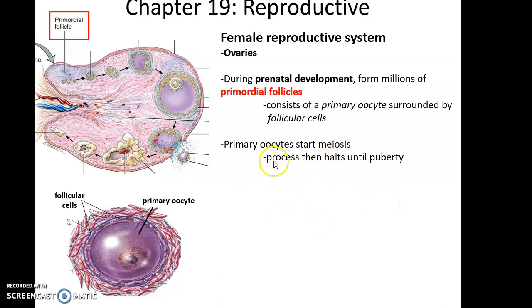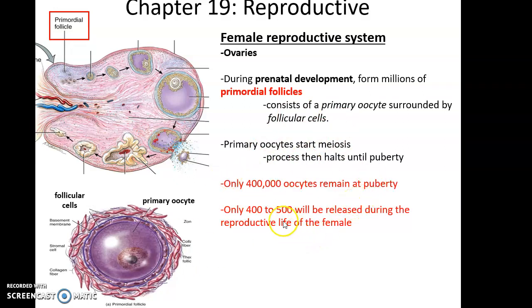Then this process of the primary oocytes entering meiosis pauses until puberty. And then it will begin once again. So by the time puberty is reached, the female has only 400,000 oocytes remaining, so from millions to 400,000. And then during the female's lifespan, they will only release approximately 400 to 500 oocytes. So definitely going for quality over quantity.